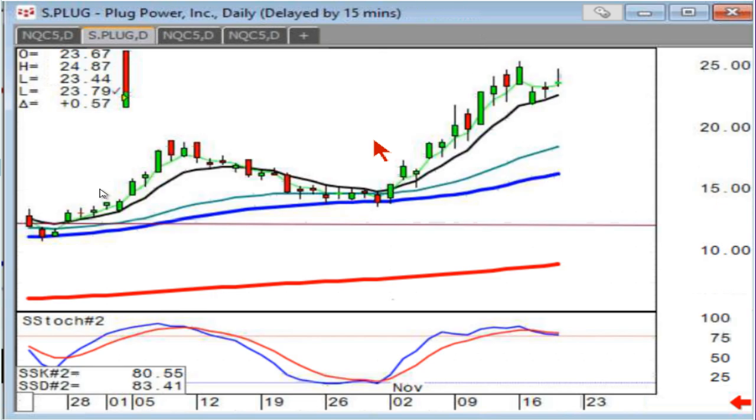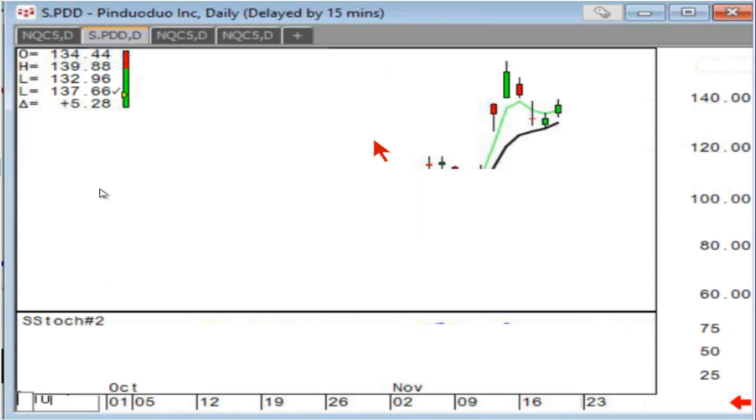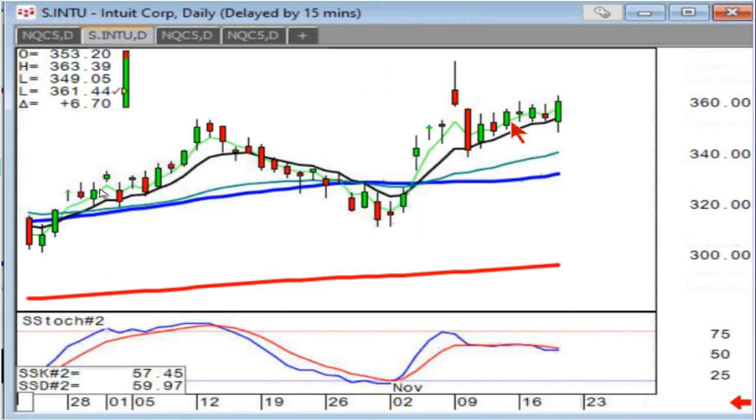Stay long, use the T-line as your stop. We did POD. You can be buying this one. Intuit. You can stay long on this one also. Look at your bullish Harami. There was your shooting star. It opened lower. Where do you think they were bringing it back to? Right to the T-line. Bullish Harami told you the selling had stopped.